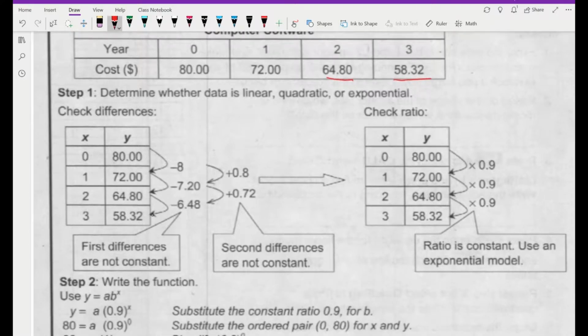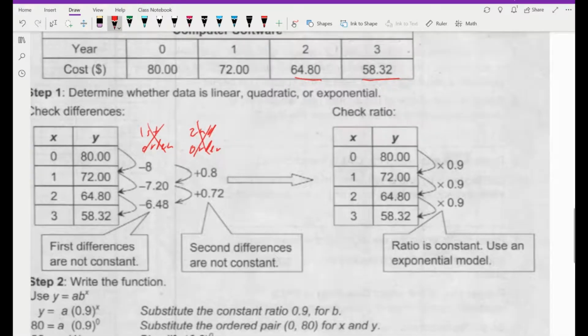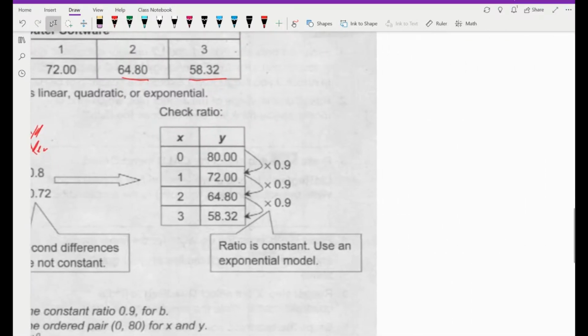We made an x-y table here, and they try to find a constant difference. A first order constant difference did not work, as we can see here in the example. The numbers are all different. A second order does not work as well. So we will then try the third, which is a constant ratio.